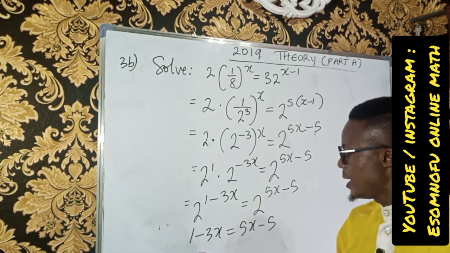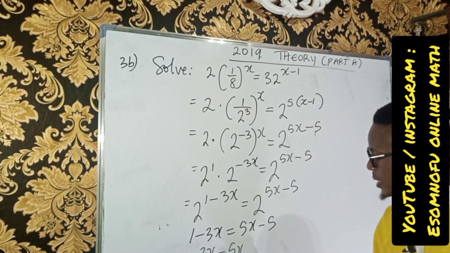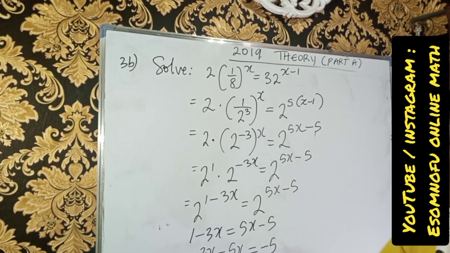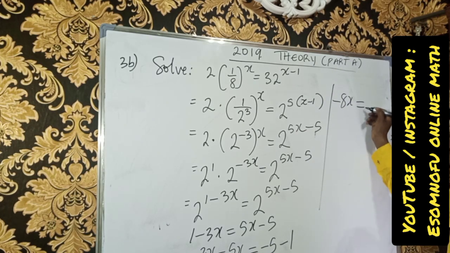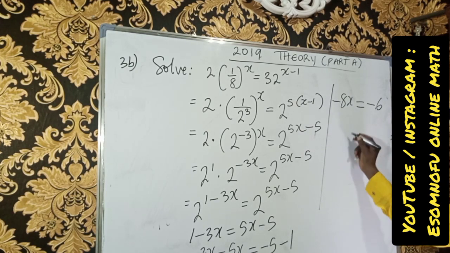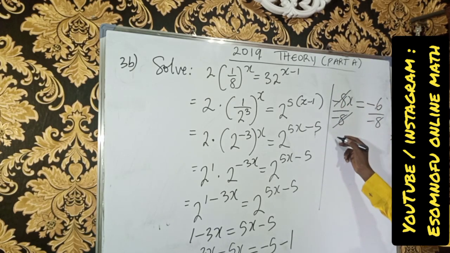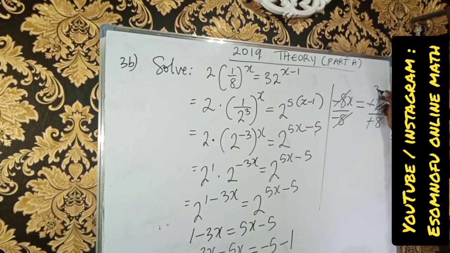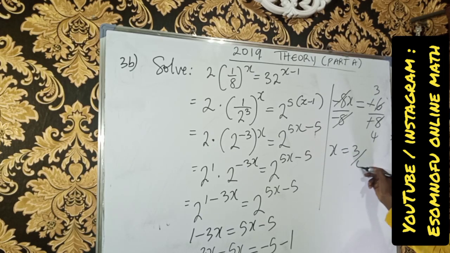Collect like terms, we shall have minus 3x, plus 5 crossing over, we shall have minus 5x equals minus 5. 1 crossing over will give us minus 1. So that minus 3x minus 5x will give us minus 8x equals minus 5 minus 1 will give us minus 6. To get the value of x, divide both sides by minus 8. This will cancel out. Minus will cancel minus. 2 here is 3, 2 here is 4. Therefore, x is equal to 3 all over 4.